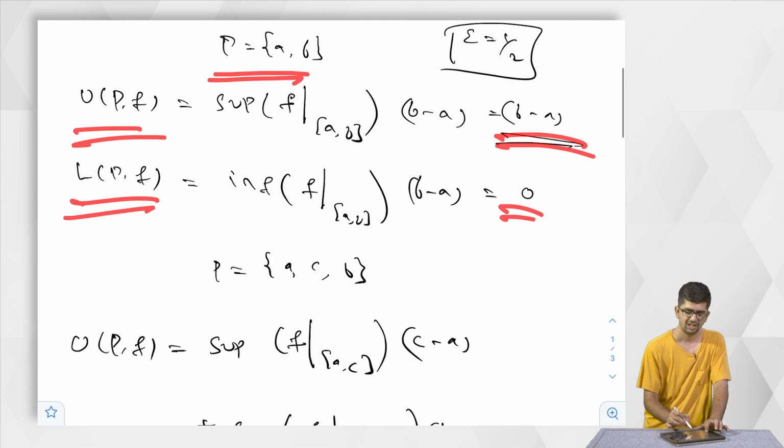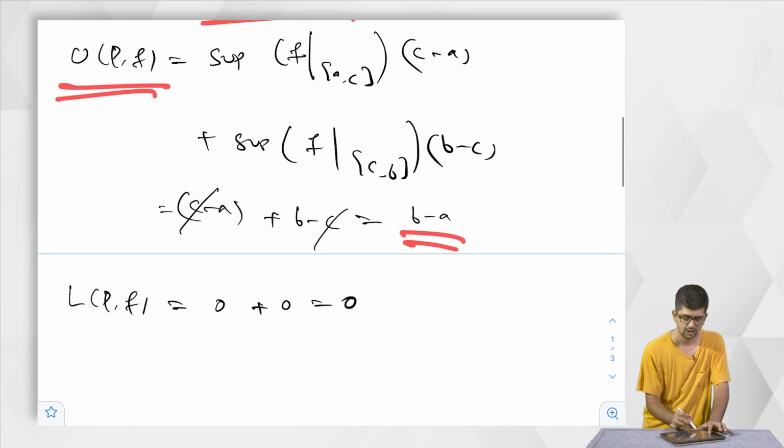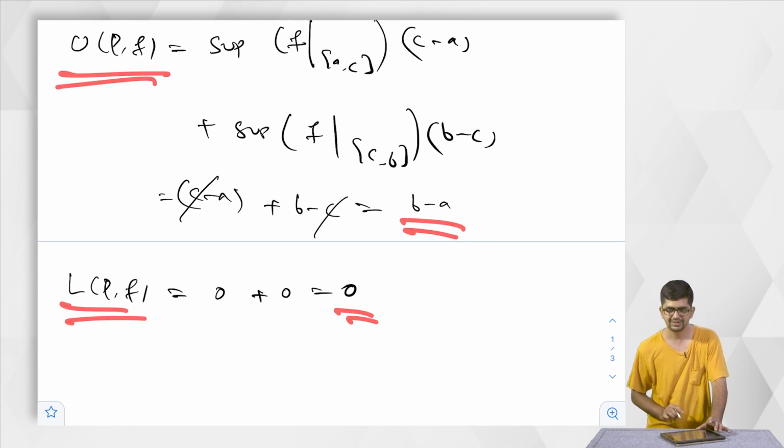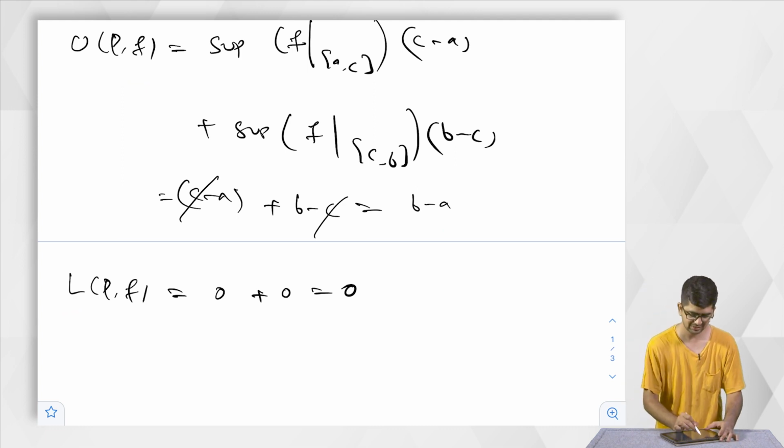If you observe, for a partition with two elements we got UPF to be B minus A, LPF to be 0. For a partition with three elements we got the same thing, UPF is equal to B minus A and LPF is equal to 0. Is it the same case with any partition? Let us check that.